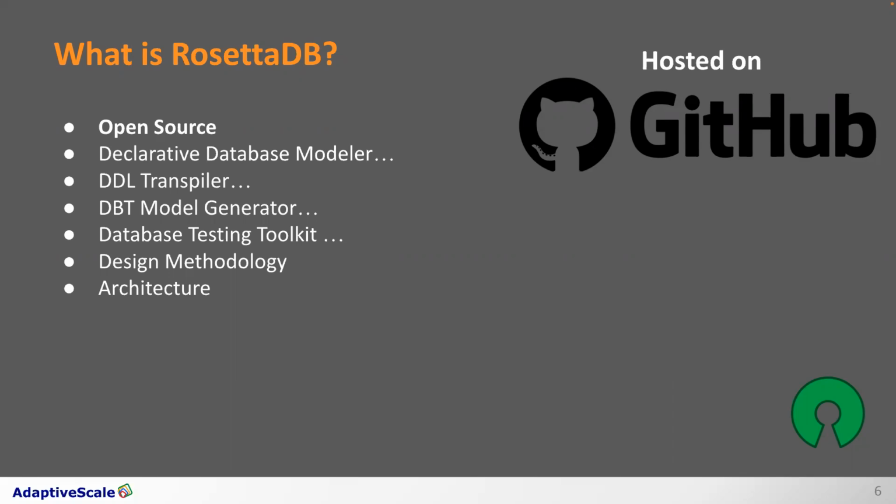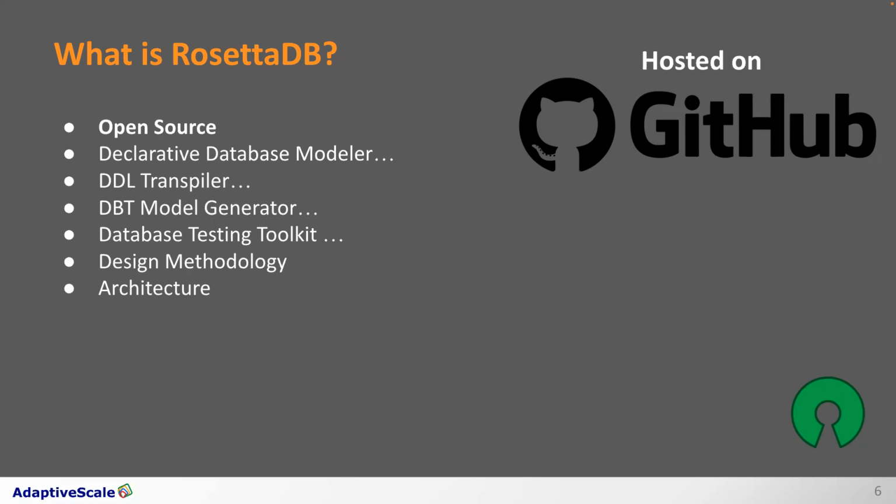RosettaDB allows you to do DDL transpiling. It gives you the ability to convert a schema from one database DDL to a target database DDL, much more simply. On the other hand, RosettaDB allows you to generate DBT models. DBT is another data-related tool which enables data analysts and engineers to transform their data. DBT focuses mainly on making the transformation of data in warehouses much more effective.